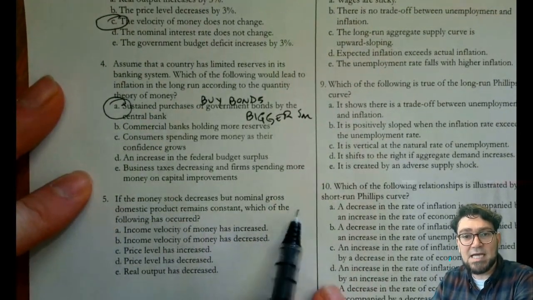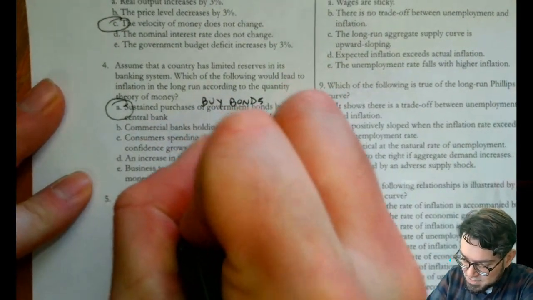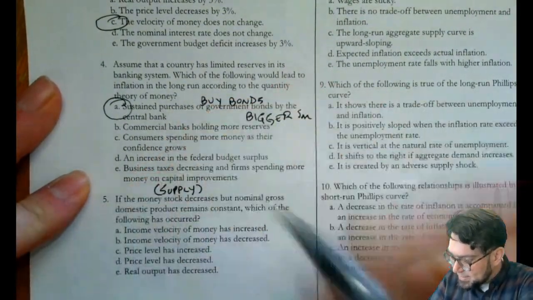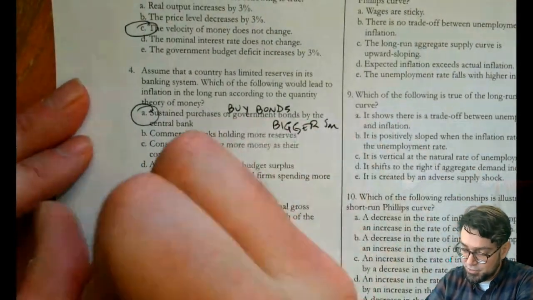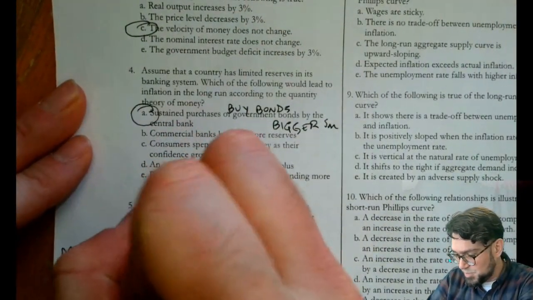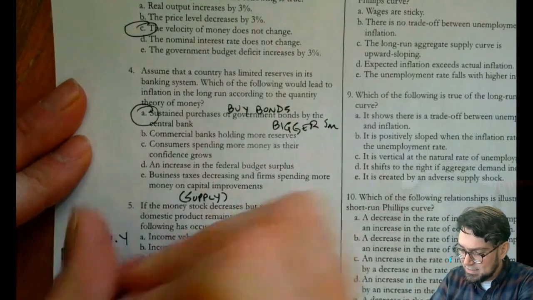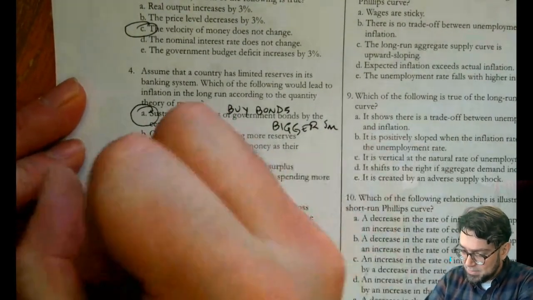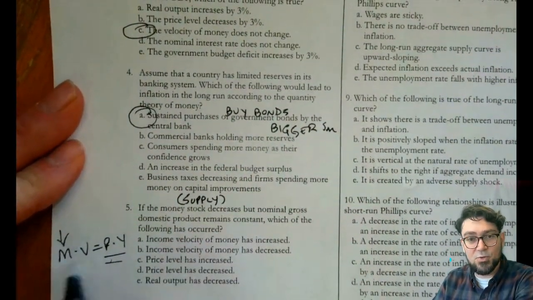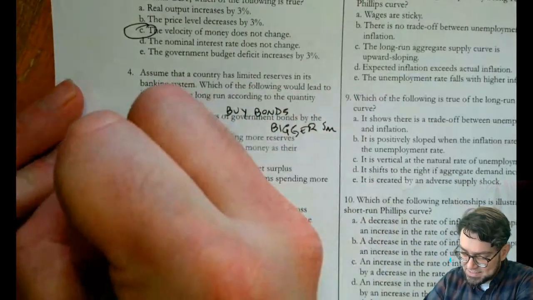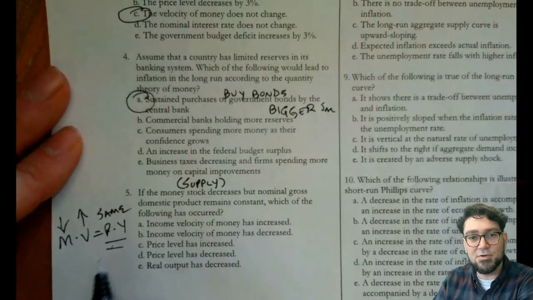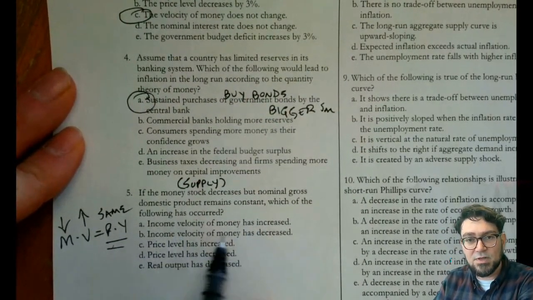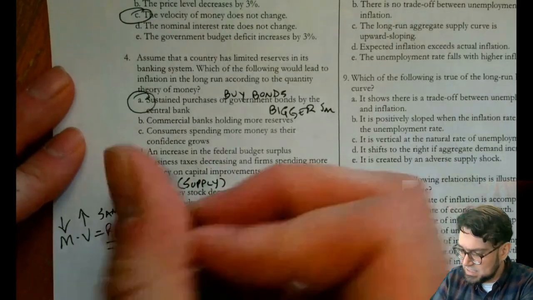Number 5, the money stock, which is the supply, right? This is just a fancy way of saying money supply decreases, but nominal GDP remained constant. Which of the following has occurred? Well, remember, M times V equals P times Y. And it says that this stayed the same, this went down. So what do we know had to be true? We know that velocity had to go up in order for P times Y to be the same value. And so the income velocity of money has increased, A.